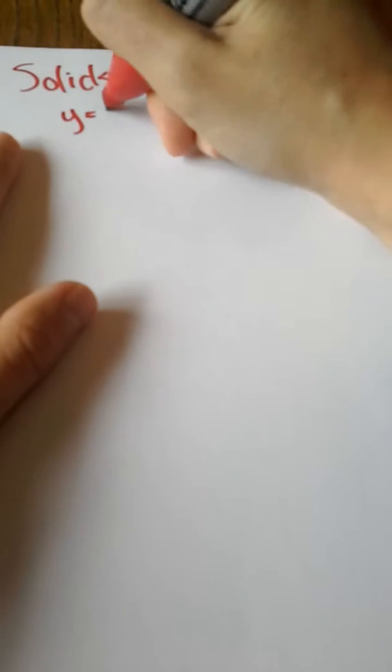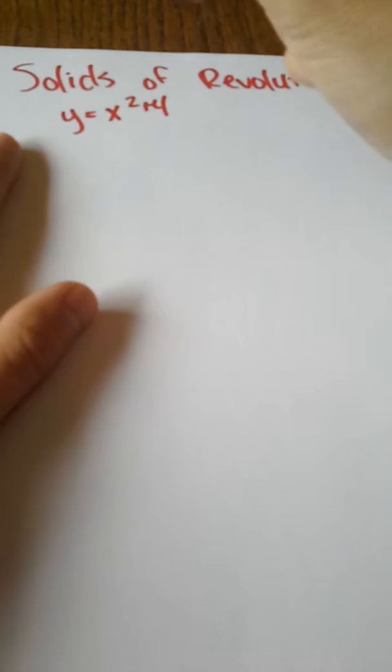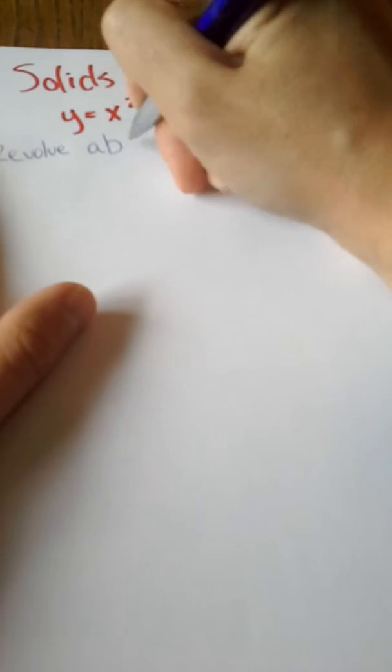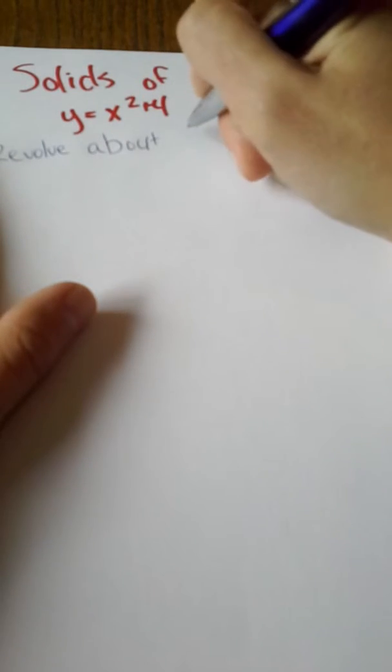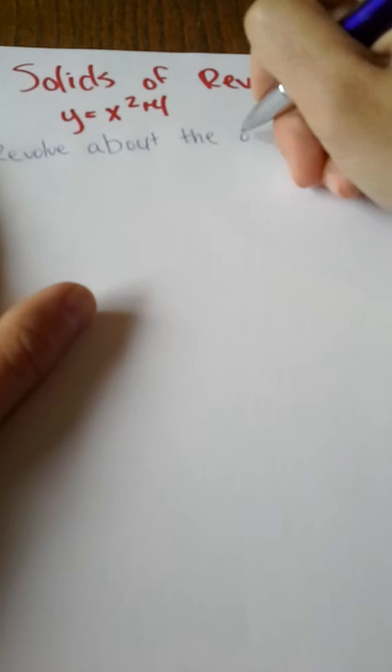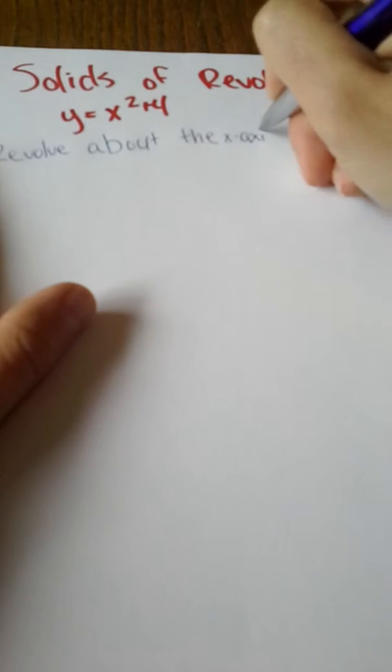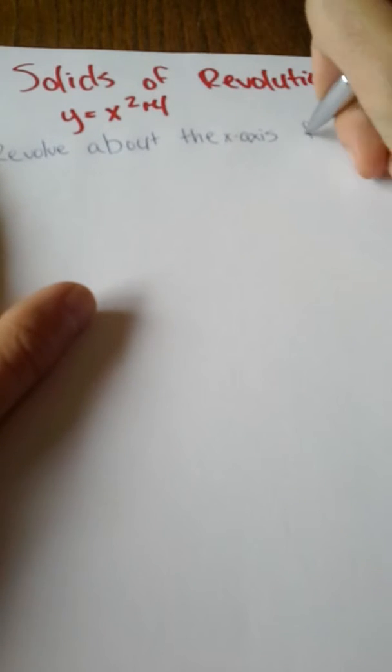For example, we could be given a curve, let's say y equals x squared plus 4, and our instruction is to revolve this region, or revolve the curve about the x-axis from 0 to 3.